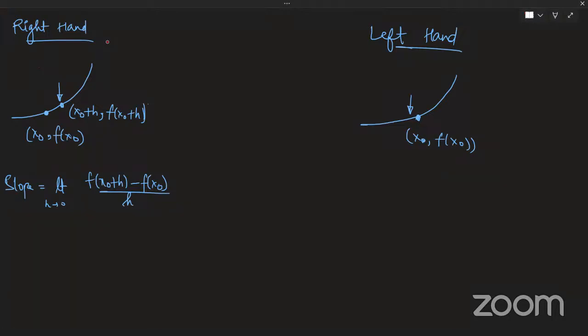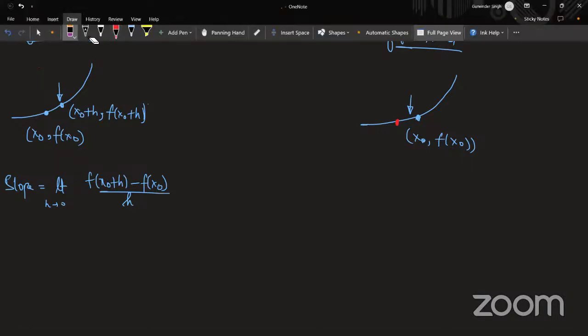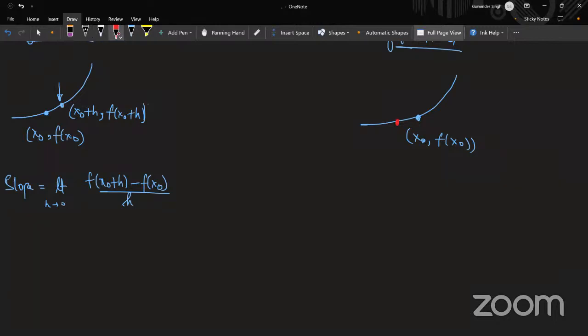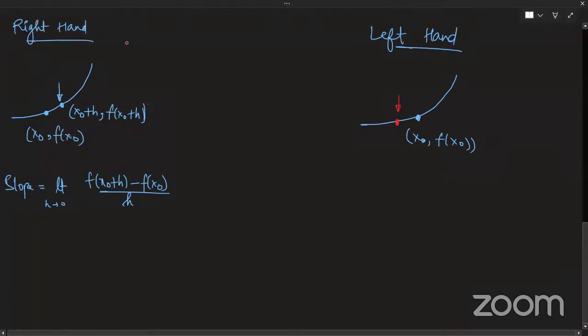So can you tell me what the x coordinate and y coordinate will be equal to if I take a point x naught minus h? It will be x naught minus h, comma f of x naught minus h.